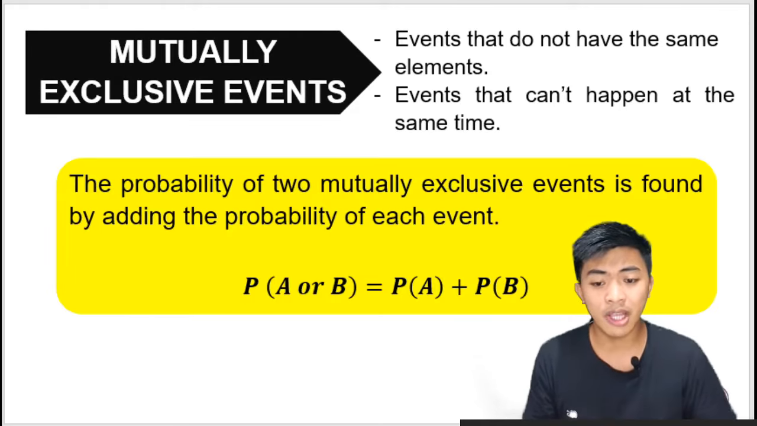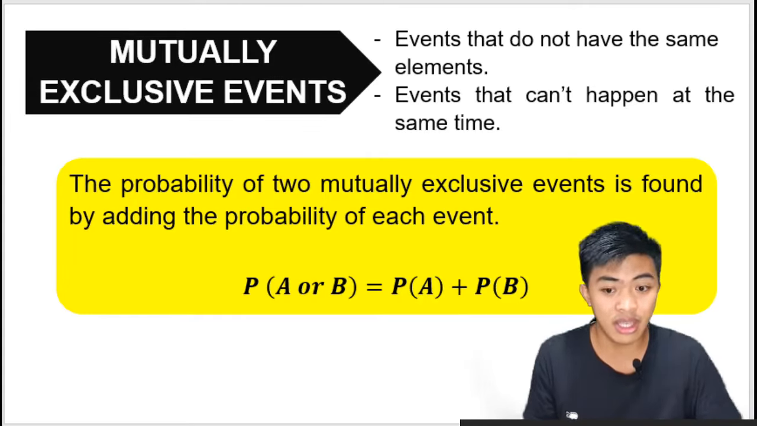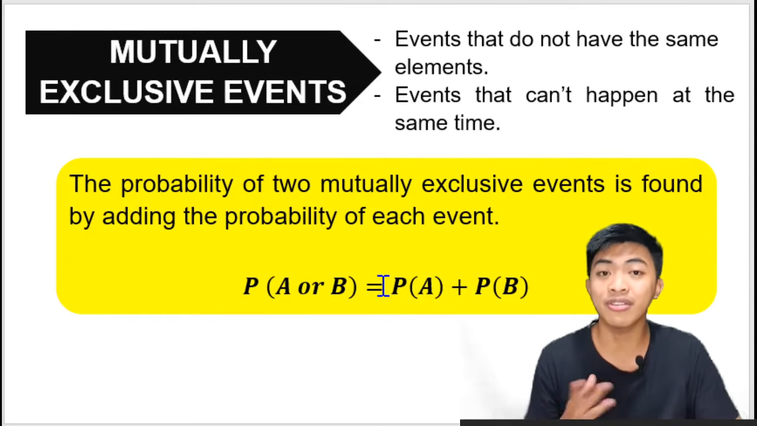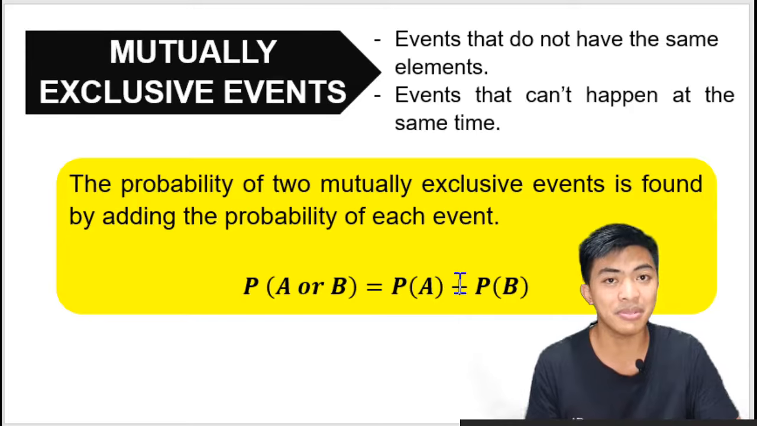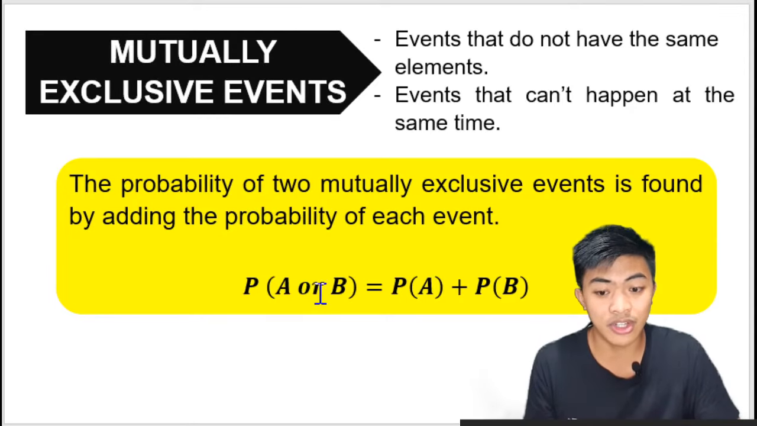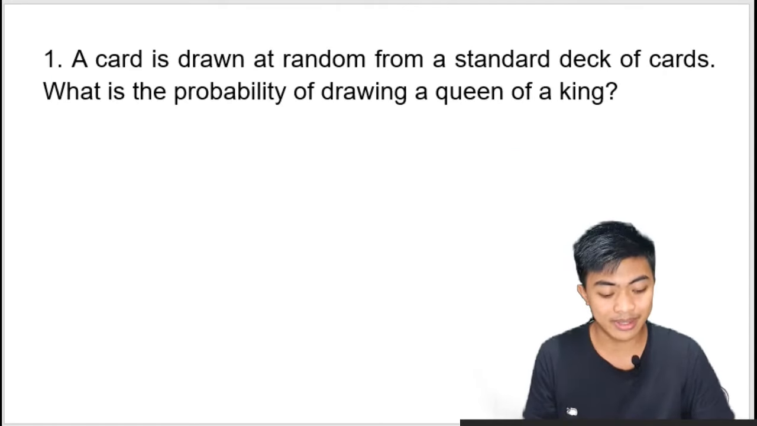Okay. The probability of two mutually exclusive events is found by adding the probability of each event. Okay, so the probability of event A or event B is equal to the probability of event A plus the probability of event B. Okay, so remember this conjunction. It uses the word or. So let's have an example.